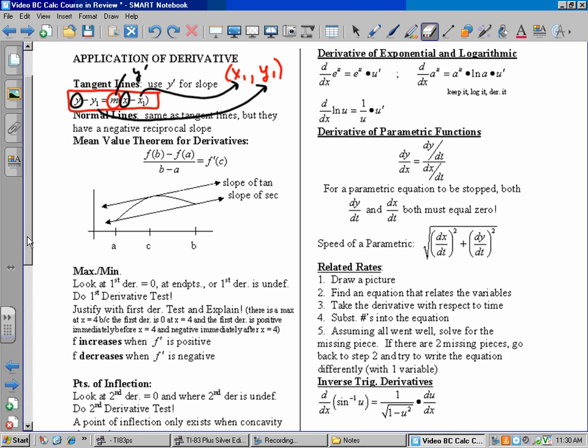A normal line, let me just erase that. A normal line is the same exact thing as a tangent line, but its slope is the negative reciprocal of the tangent.